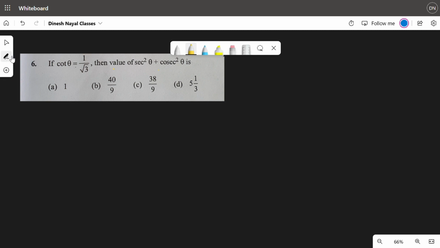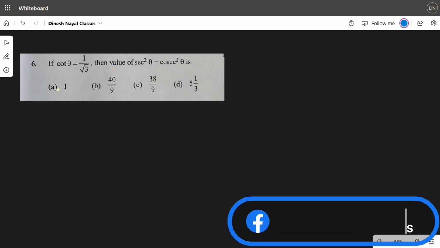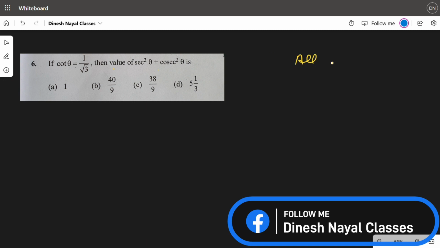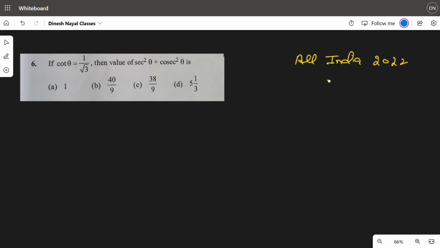So our next question is question number 6. This is from All India 2022, and this was from term 1, section A, question number 6, and 1 mark. As you can see, you have the options. So see, first of all, what is given?